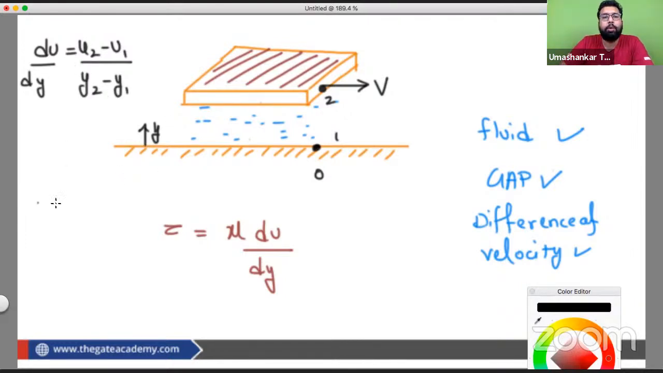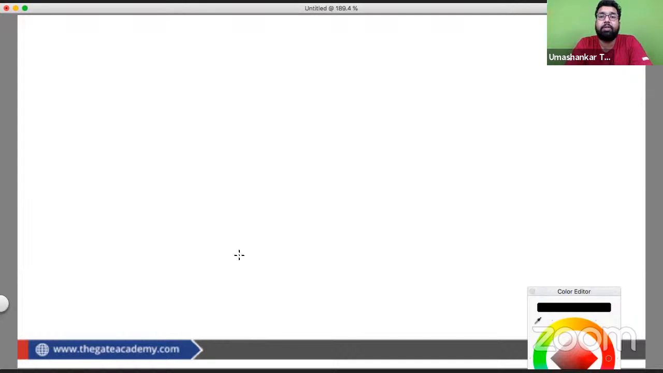So what is this u2? We can say this u2 is nothing but v, and v minus 0, we need not write anything here. And this dy is y2 minus y1, so basically it is the gap here that we can see. So this is going to be h. So tau is going to be mu v upon h. Now, with the use of this formula, obviously, you can find the shear stress. Will you be able to find the shear stress or not?